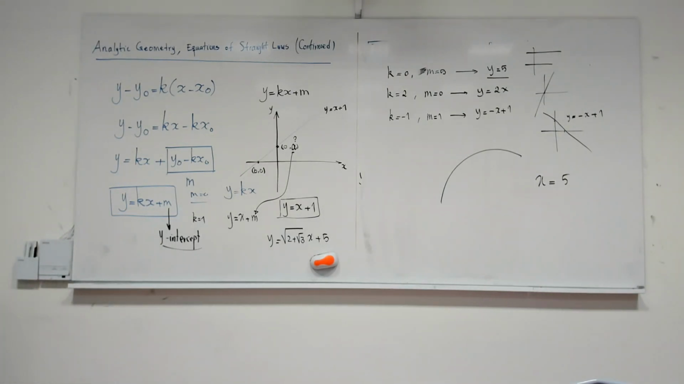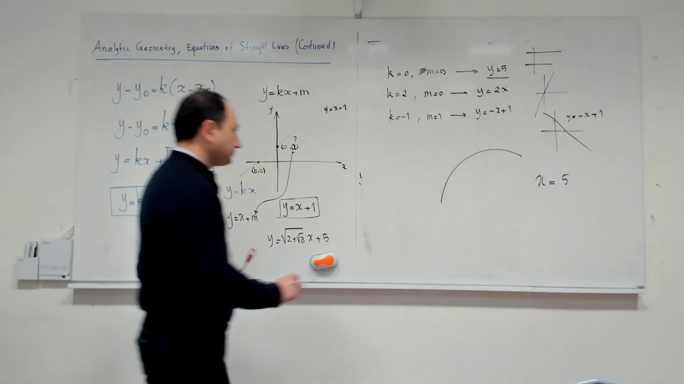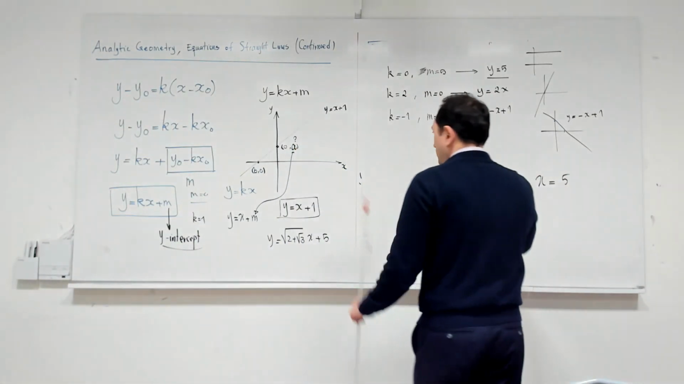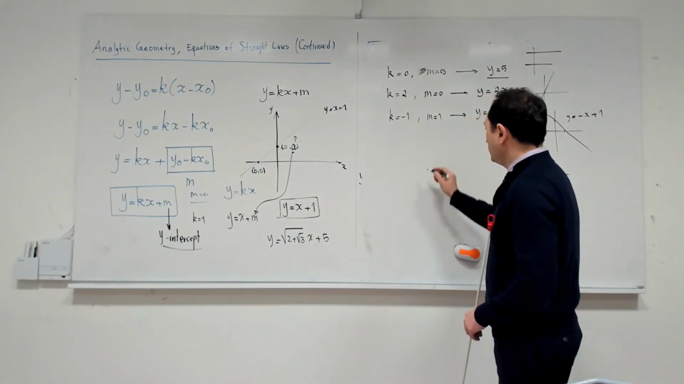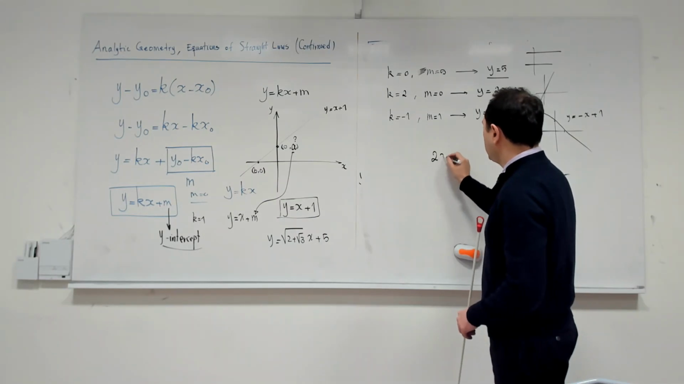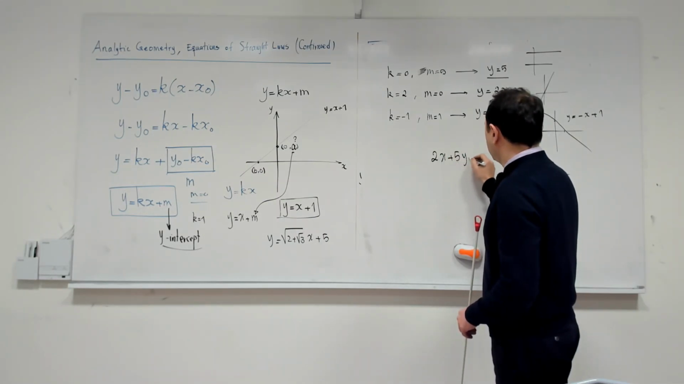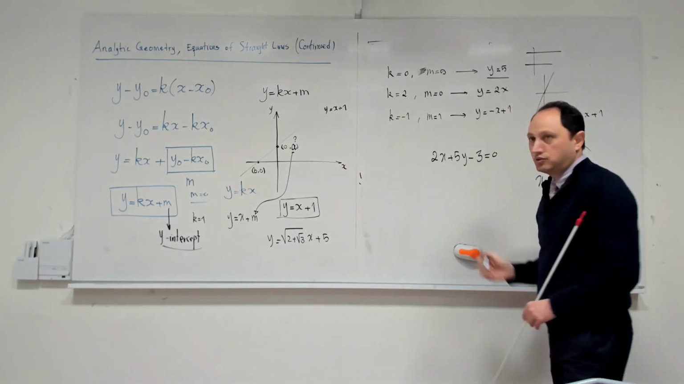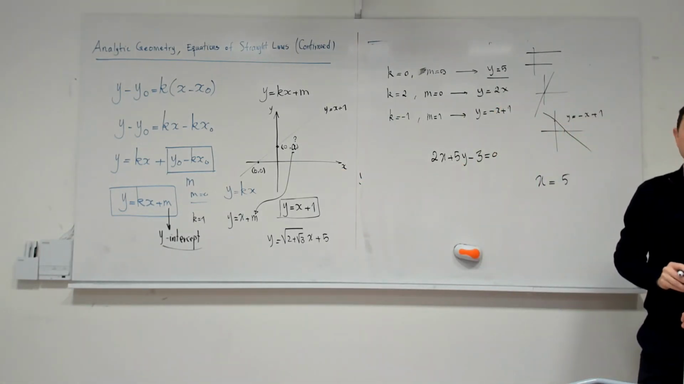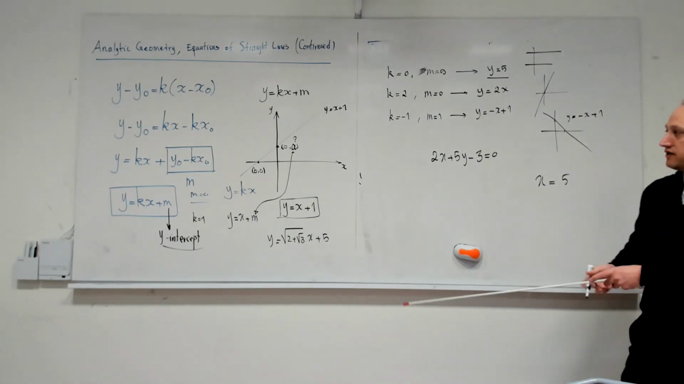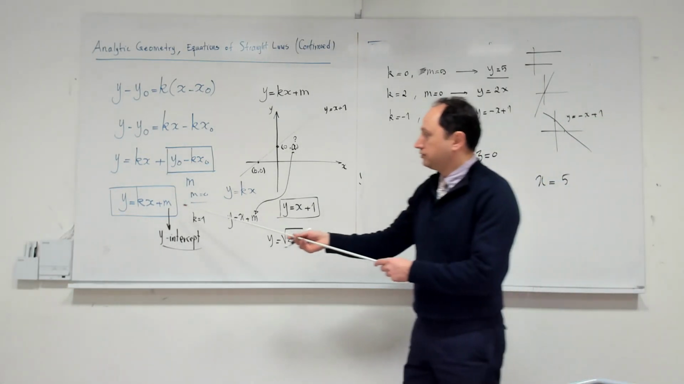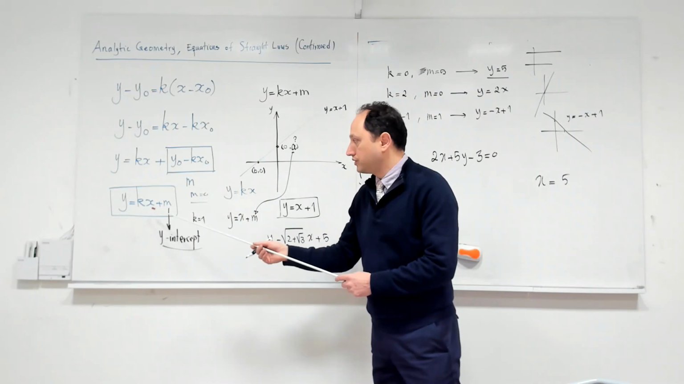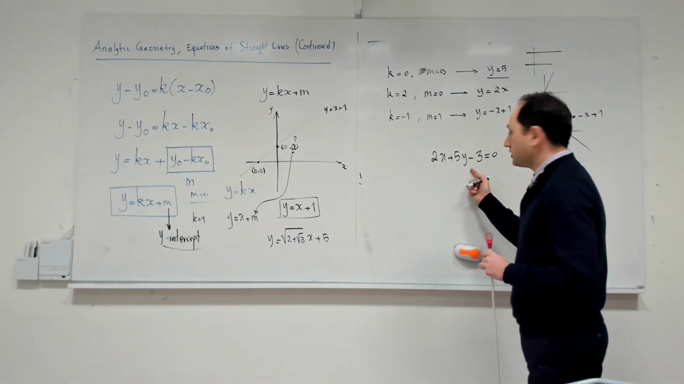Is that understandable? So if I ask you about this formula, do you think this formula will generate this? Do you think that formula can generate this equation? Can you tell me which value for k and which value for m I should choose so that this generates this?